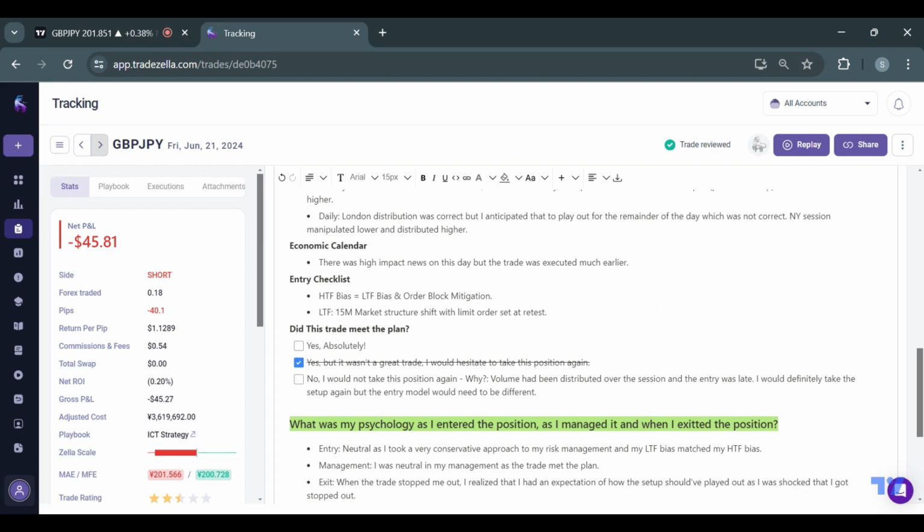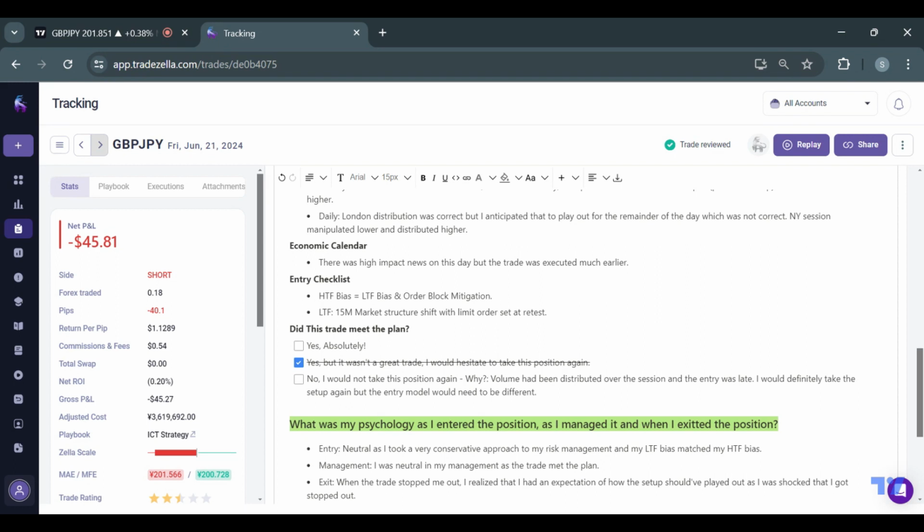Obviously, then I was looking for that continuation lower. I would hesitate to take the position again. I think arguably because I missed the distribution in the session that I was trading. And so I was just late to the position. So not that I wouldn't take the trade again, but I would hesitate to take that exact entry.